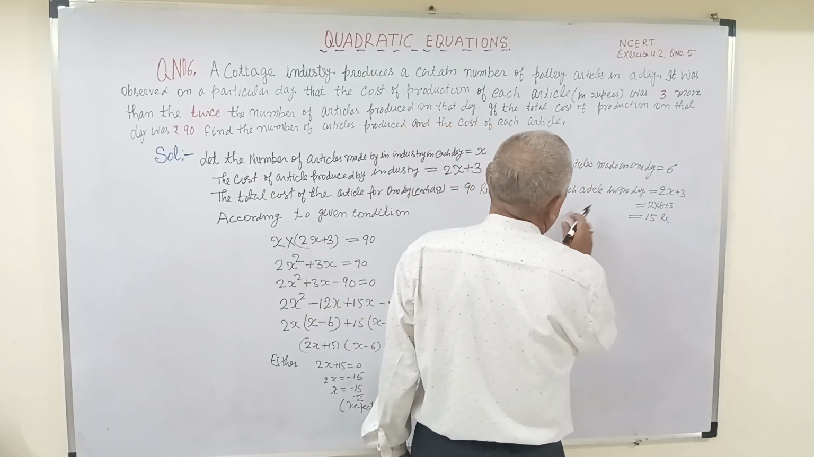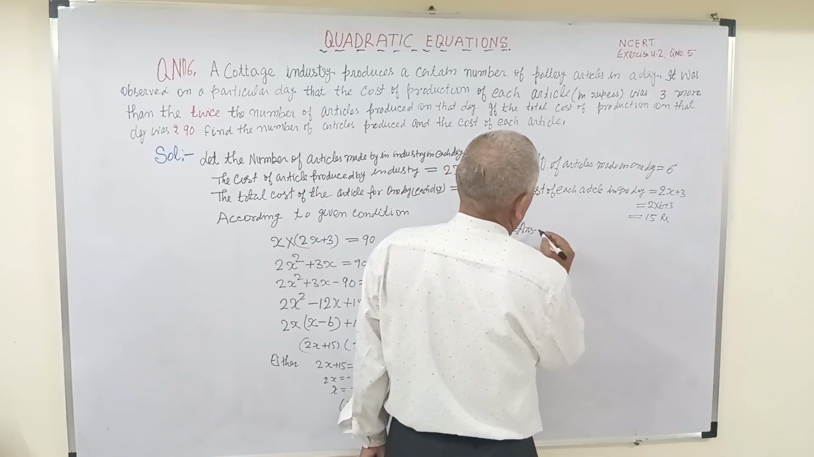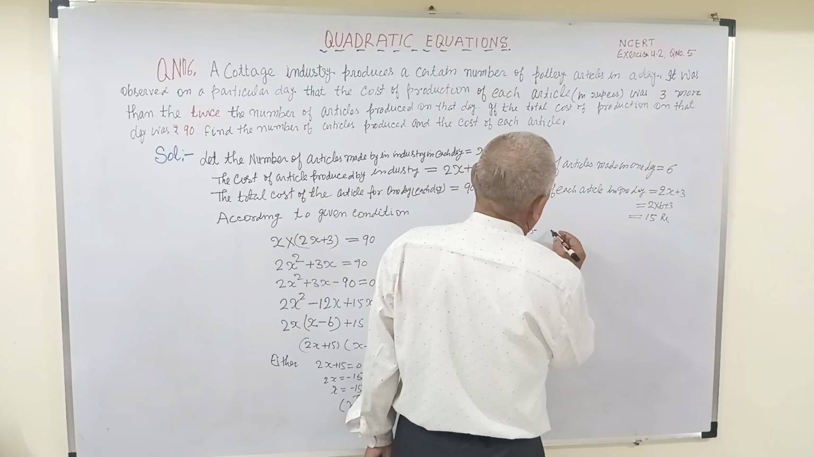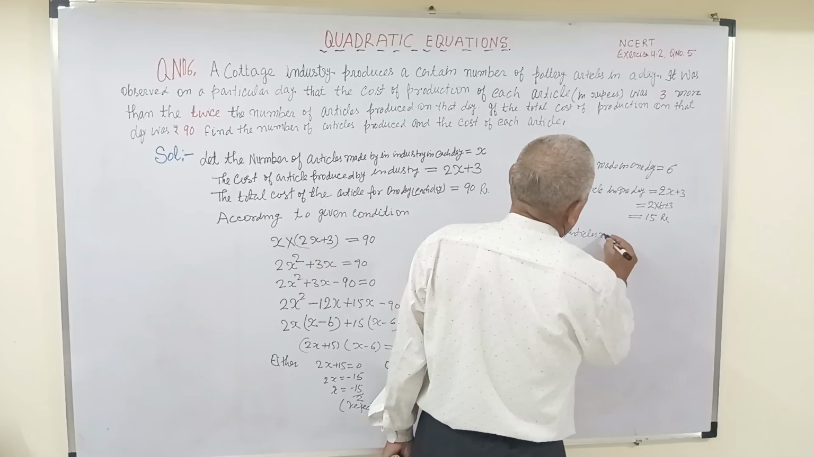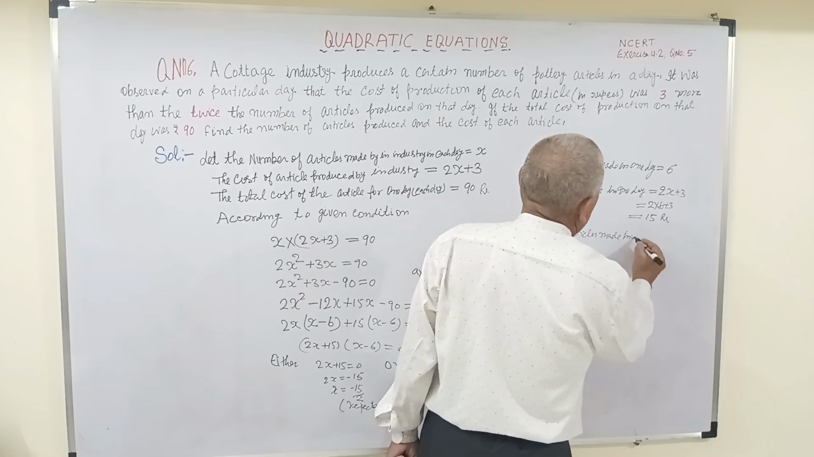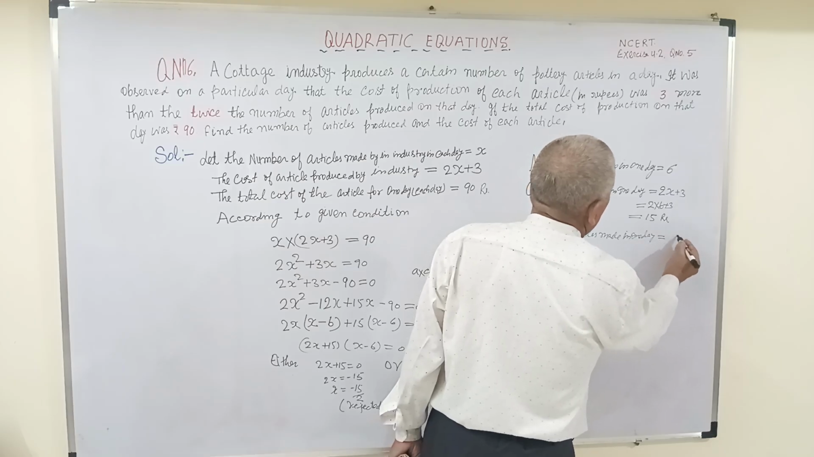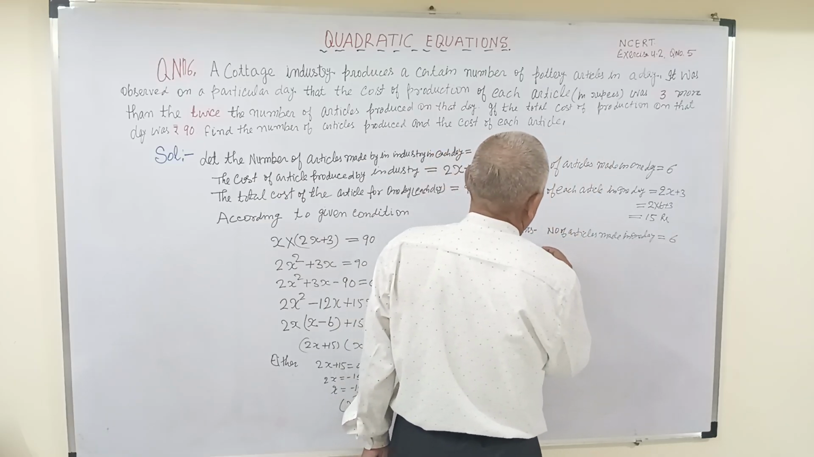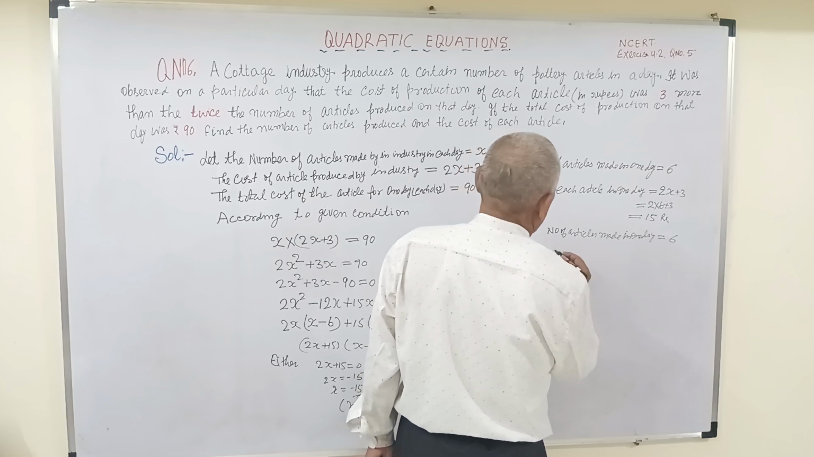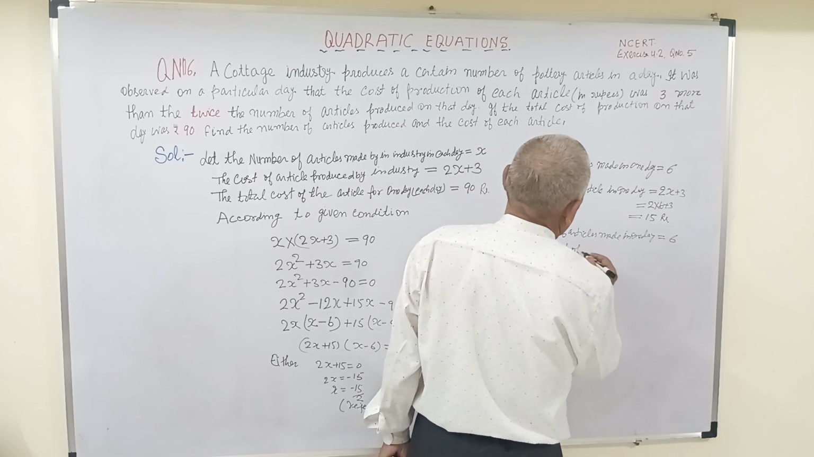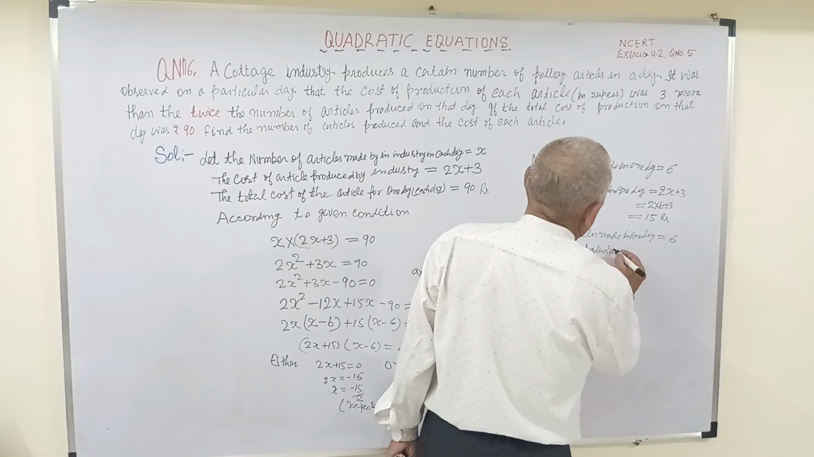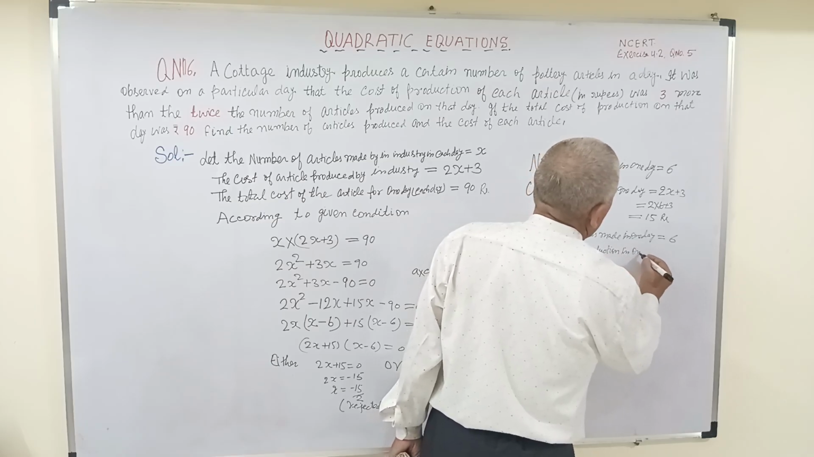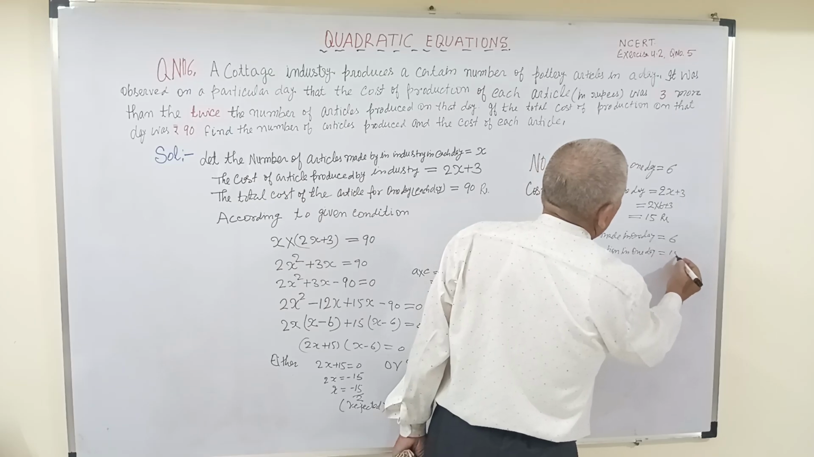So the answer, we will write like this: the number of articles made in one day equals to 6, and the cost of production in one day equals to 15 rupees.